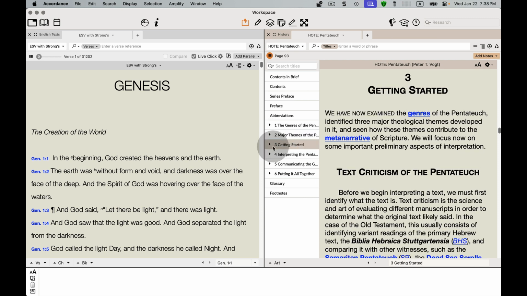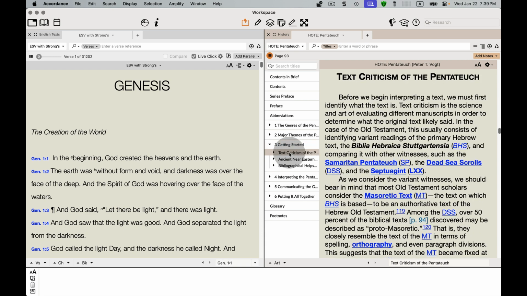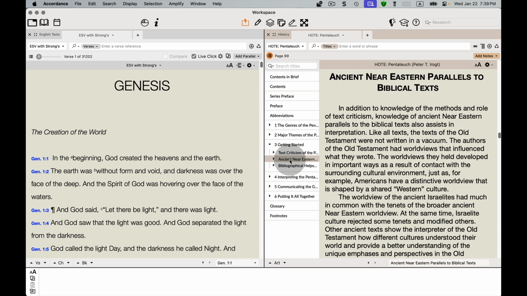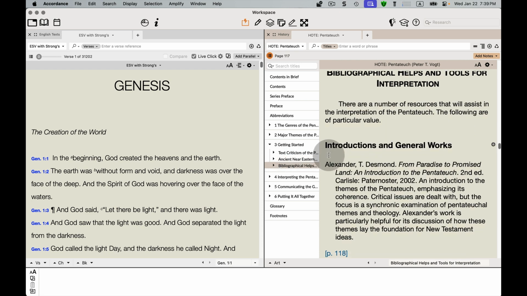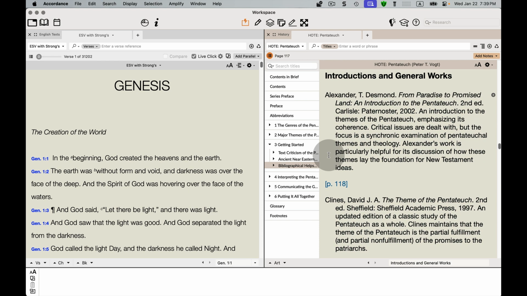There's also sections on getting started, so text criticism. This is beneficial in both Old and New Testament volumes, so you're getting those text critical discussions. Ancient Eastern parallels to the biblical text, and some bibliographical helps and tools for interpretation. So these rich annotated bibliographies are going to be super useful to that student or scholar as well.